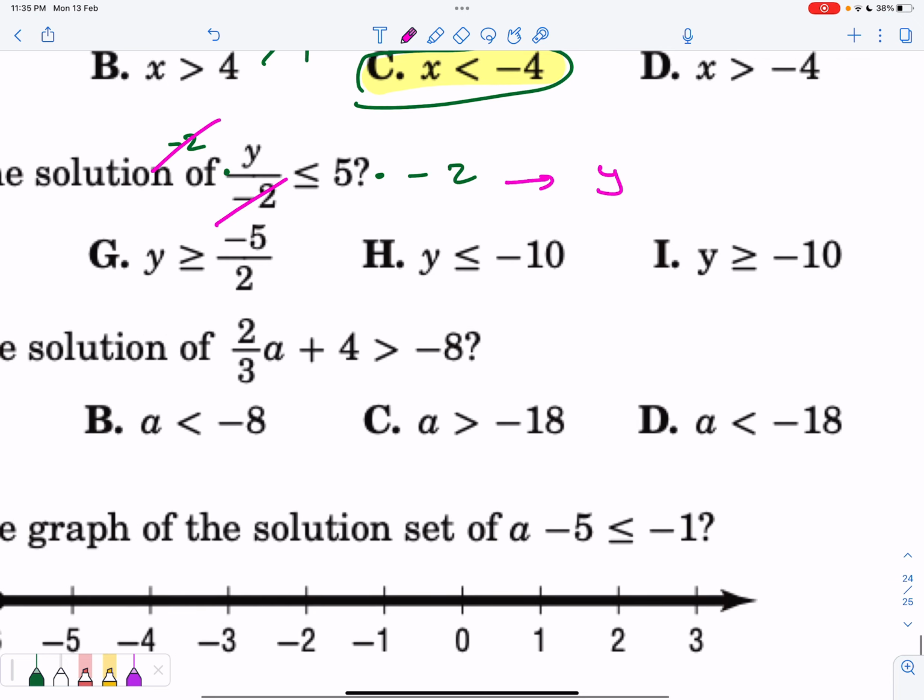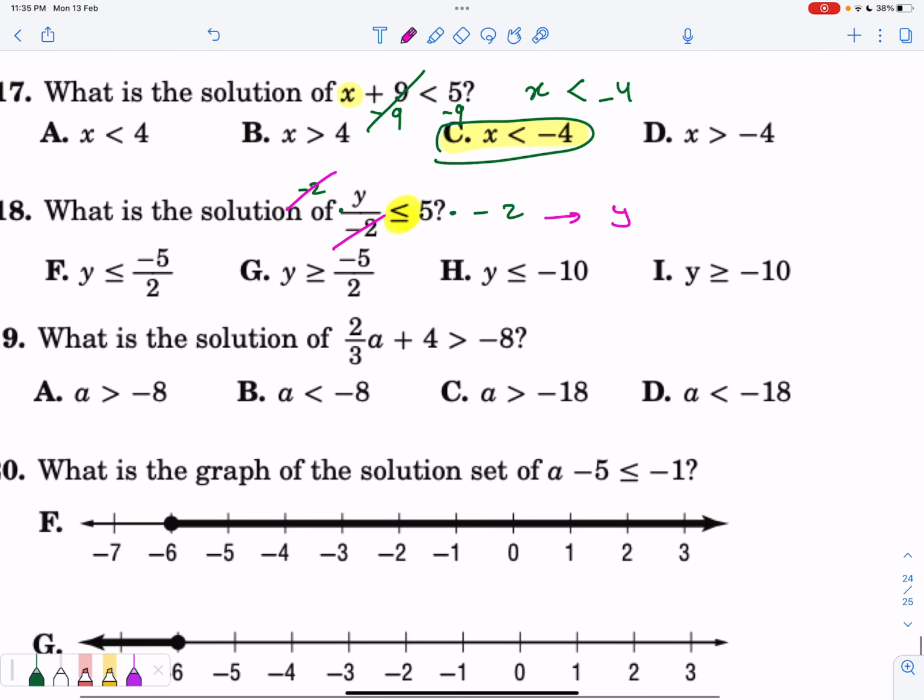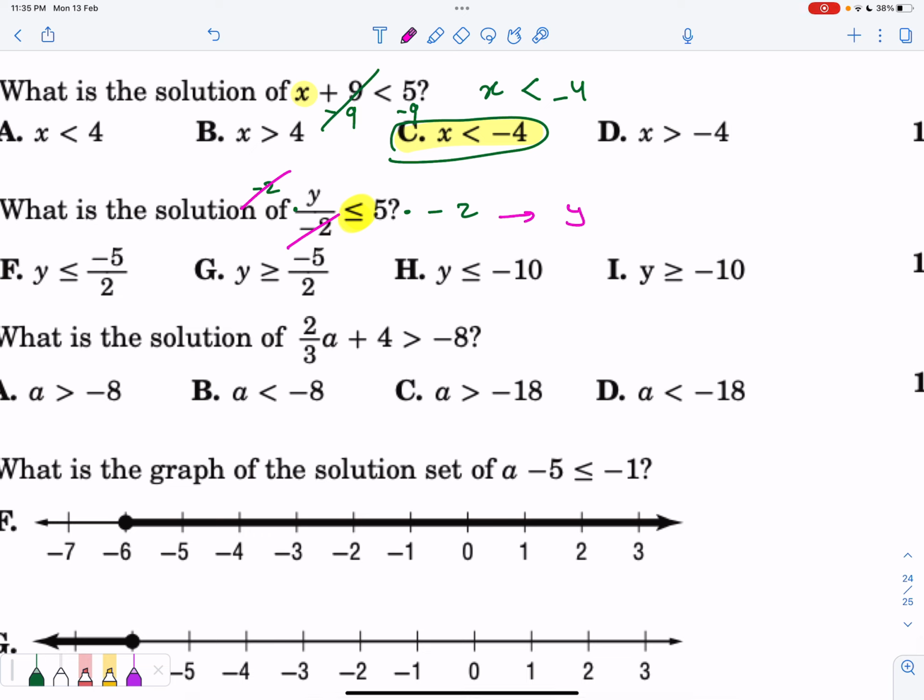Now because we multiplied by a negative number, this means that we should reverse the sign of the inequality. This is the rule. When we multiply or when we divide by a negative number, we should reverse the sign of the inequality. So I will reverse it to the other side, for the y.